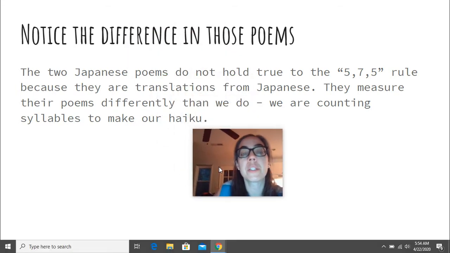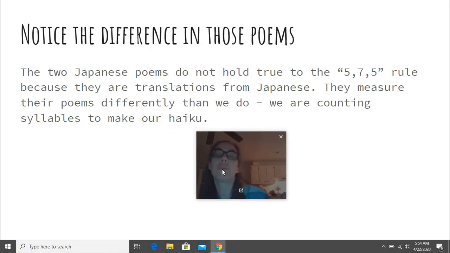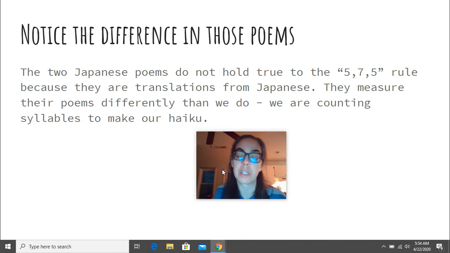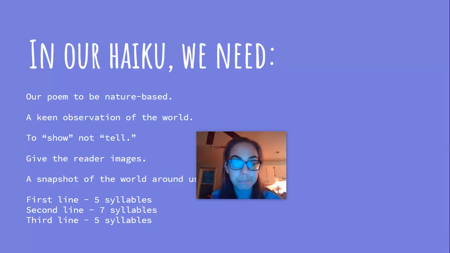If you notice, those two, the first and the third, are translated from Japanese. They do not hold true to the 575 rule because they are translations. They measure their poems differently than we do, but we are counting syllables to make our haiku.